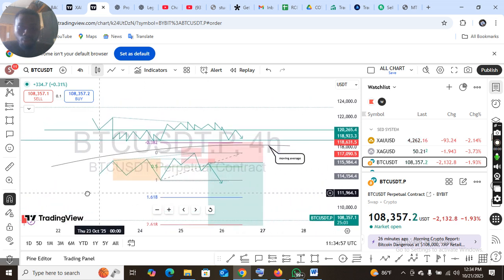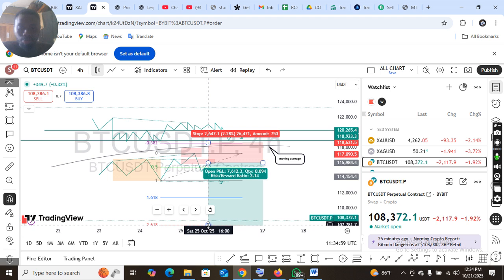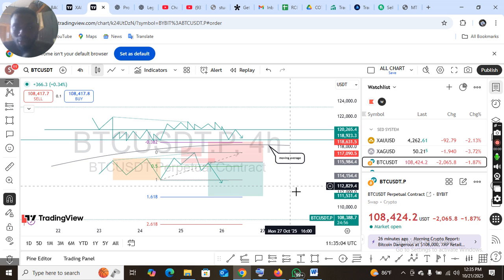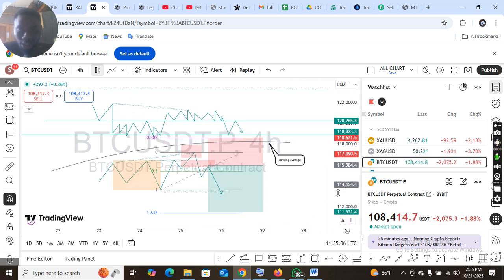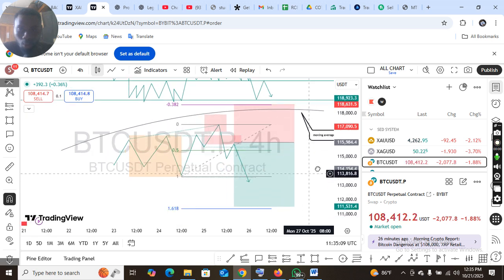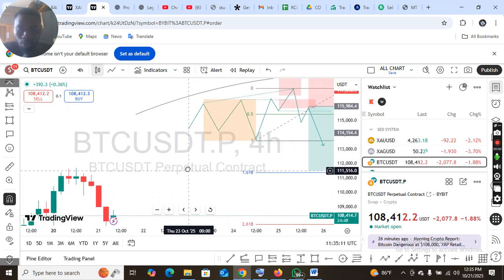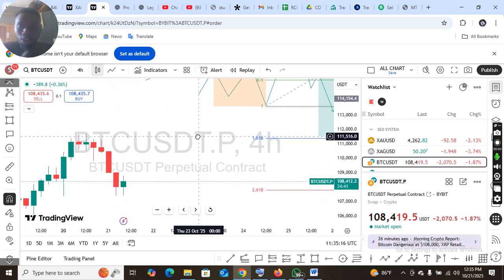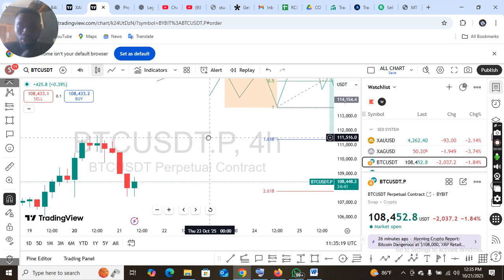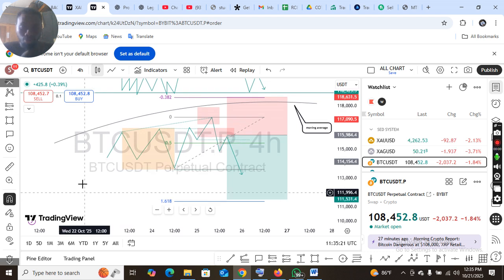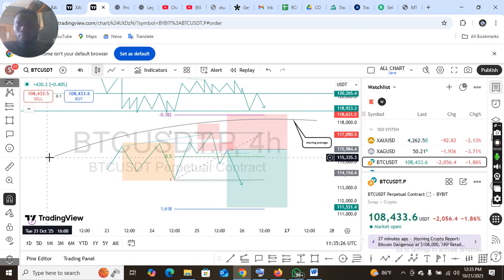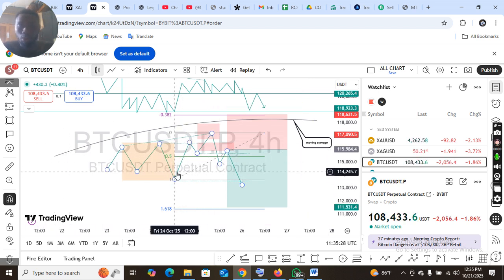So that's just it about the Fibonacci. A quick breakdown on the strategy. So let's go. Alright, so that's BTC.